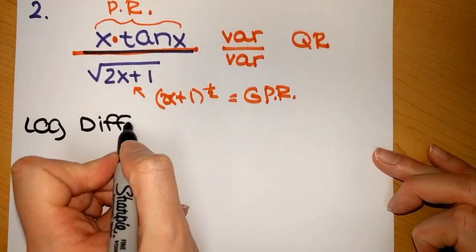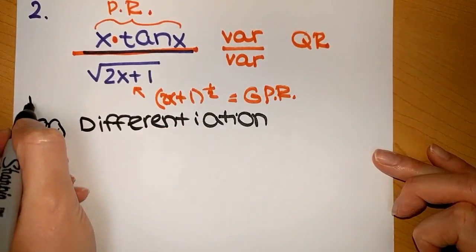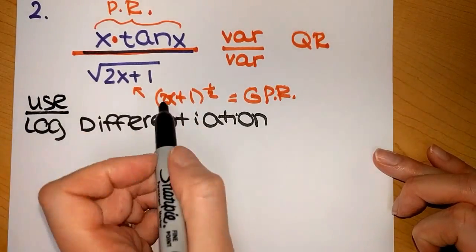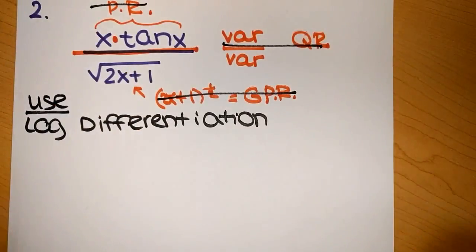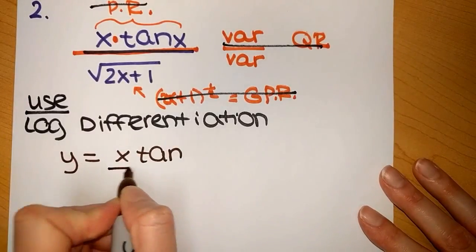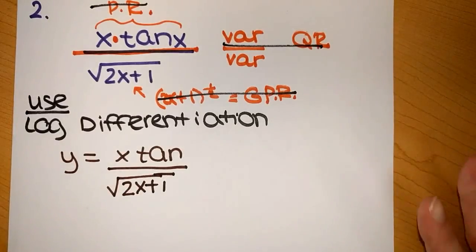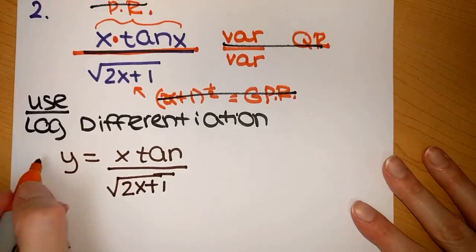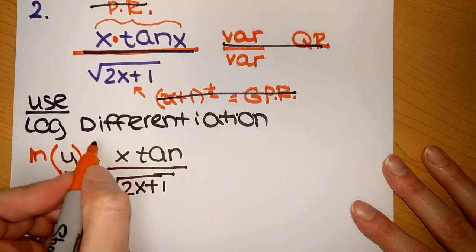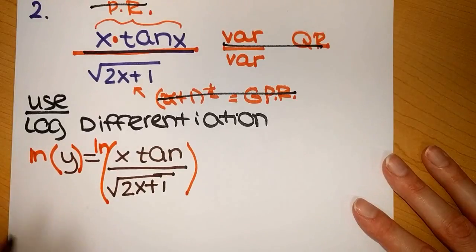And the purpose of log differentiation is that hopefully what you will see happen is a simplification of the function. So instead of using all this general power rule and quotient rule, we're going to use log differentiation. All right, so we'll start with the function as y is equal to x tangent x over the square root of 2x plus 1. And then as my first step of log differentiation, I'm going to take the natural log of the left-hand side, and the natural log of the right-hand side.